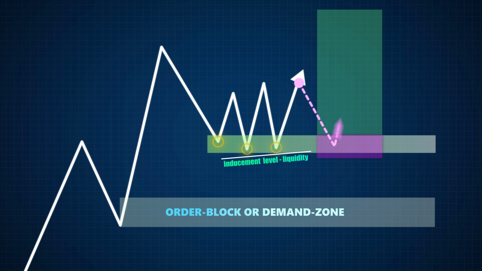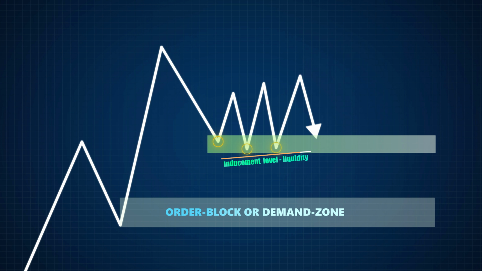So what happens next? Price sweeps the inducement level, triggering stop losses, and then taps perfectly into the major order block before reversing back up. The retail traders, they're stopped out. The institutions, they're in at a premium price. So how do we trade this like the pros?